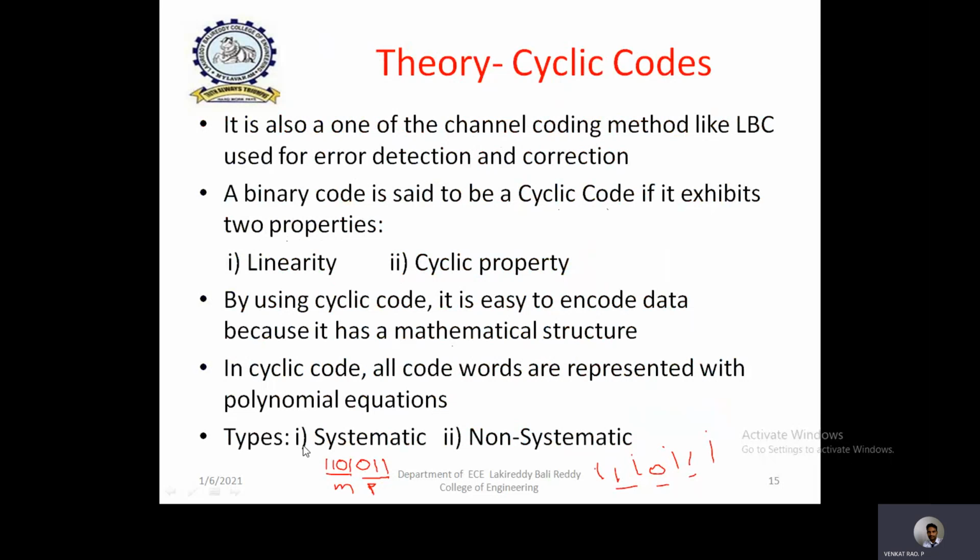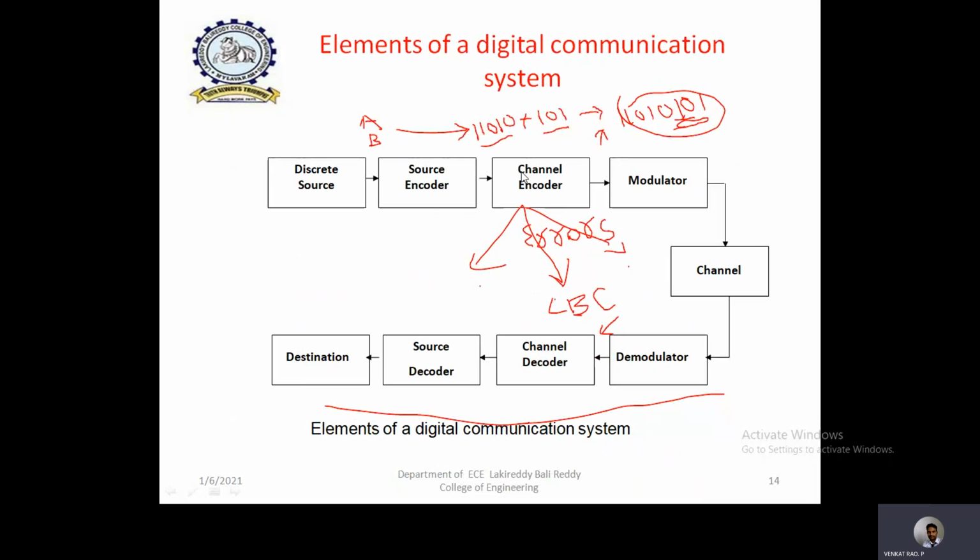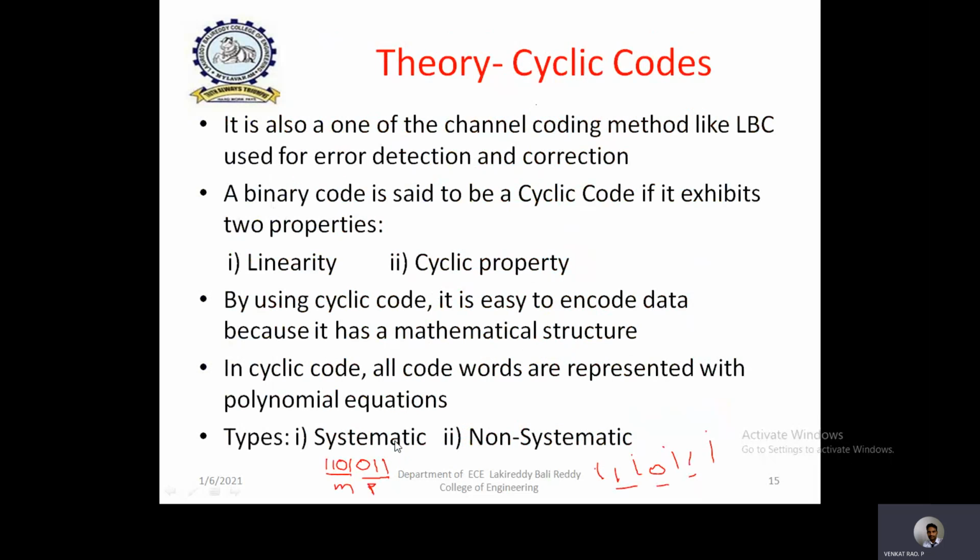And what are the types of cyclic codes? Here we have two types: systematic cyclic code and non-systematic cyclic code. As you know, cyclic code is one of the channel coding methods, just adding parity bits to the original bit sequence. If we add parity bits exactly after the message bits, then that is called a systematic code.